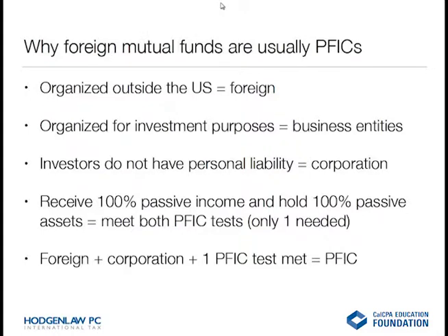So this brings us to why foreign mutual funds are usually PFICs. They are organized outside the U.S., so they're foreign. They're typically organized for investment purposes, which means they're considered business entities under the U.S. tax laws. Typically, the investors in foreign mutual funds do not have personal liability, which makes them a corporation under the rules that we just talked about. Generally, they're going to be making investments that produce 100% passive income. Those investments will hold passive assets.